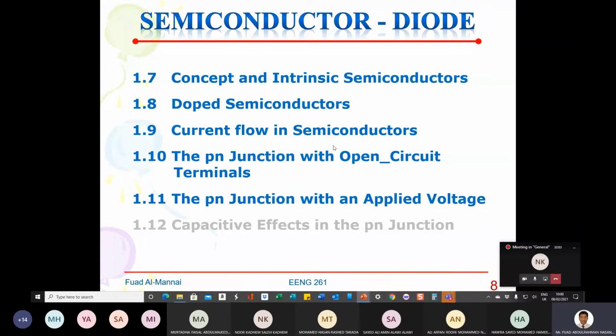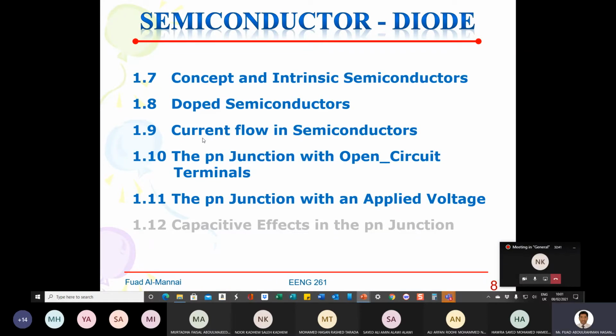Okay. So we're going to start on chapter 1, which is semiconductors and diodes. This is 1.7, the concept of intrinsic semiconductors. 1.8, doped semiconductors. So don't worry about doped and intrinsic and stuff. We'll go over it in a minute or maybe later.